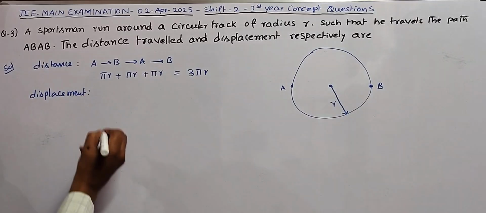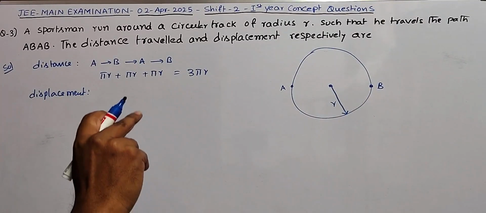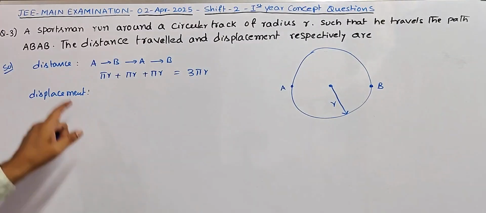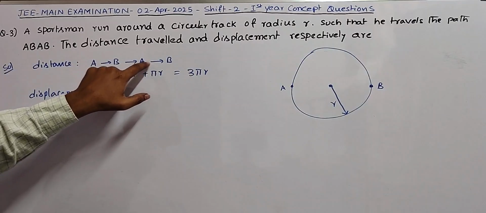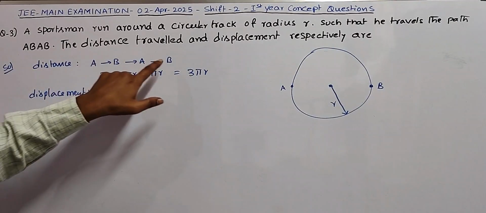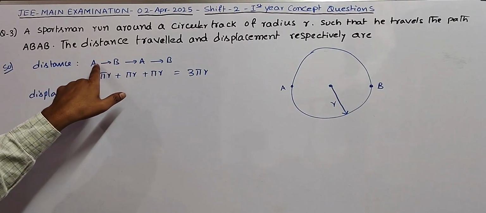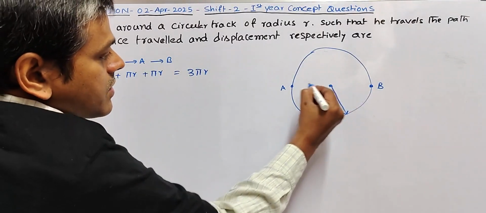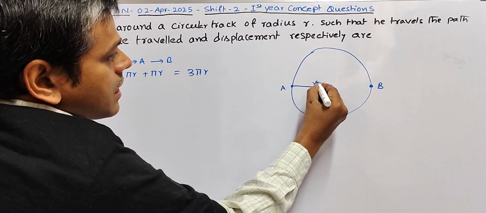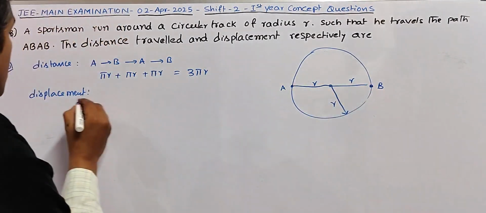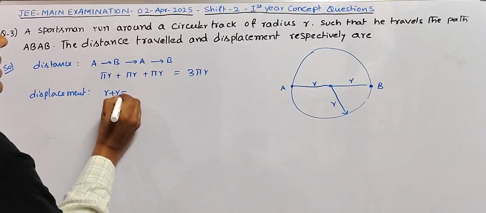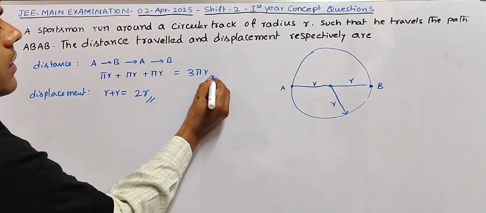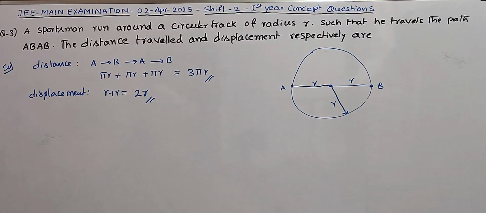Displacement. What is displacement? Displacement is the shortest distance between the initial and final point. Going from A to B, B to A, then B again, A is the initial position and B is the final position. So the shortest distance between initial and final is r. So displacement equals r plus r, which is equal to 2r. This is the answer for this question.